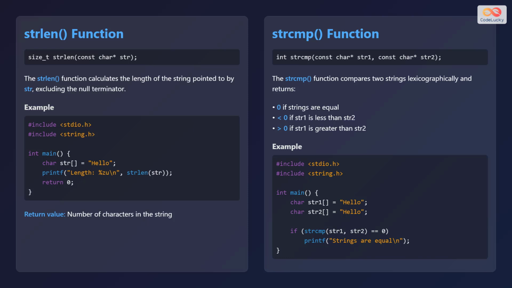Here is an example. We include the standard input-output and the string header files. Inside the main function, we declare a str1 character array and initialize it with hello. We also declare a str2 character array and initialize it with hello. We use an if statement to check if the strings are equal using the strcmp function. If the strings are equal, we print the message strings are equal.